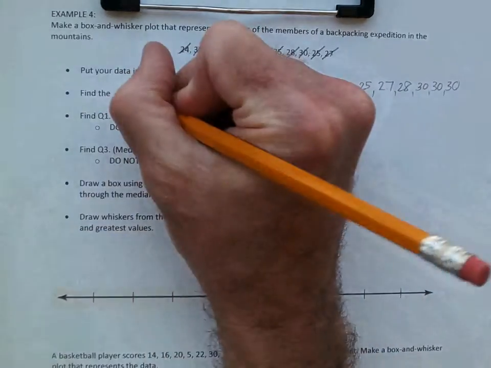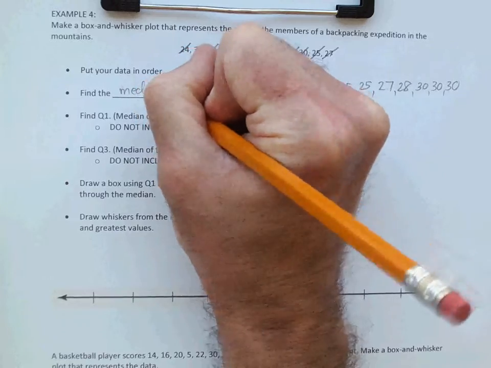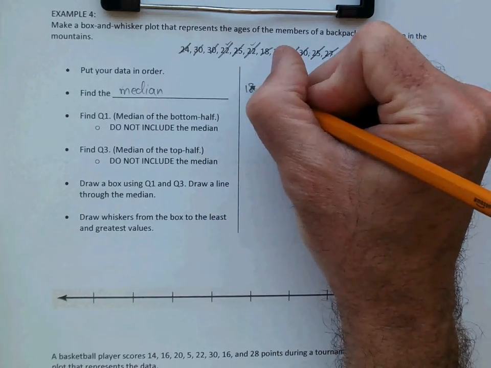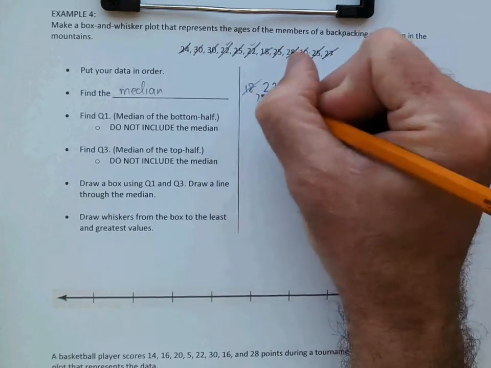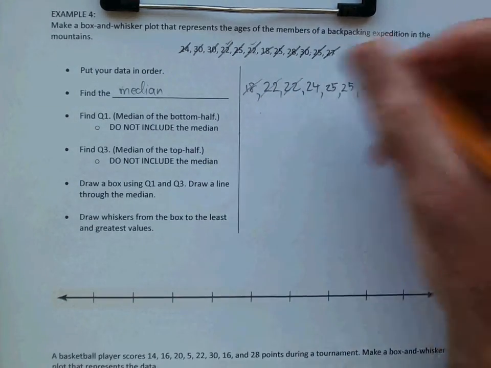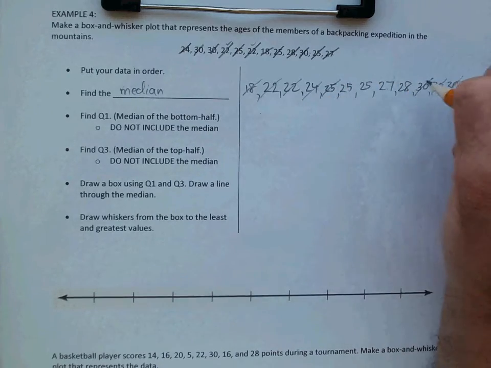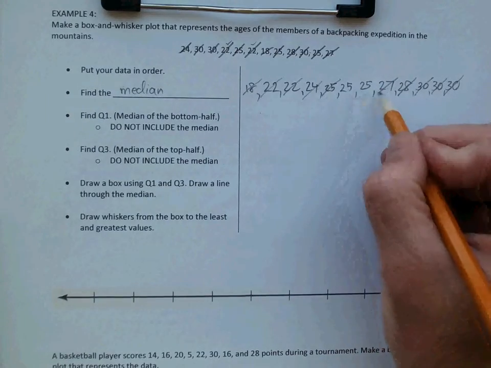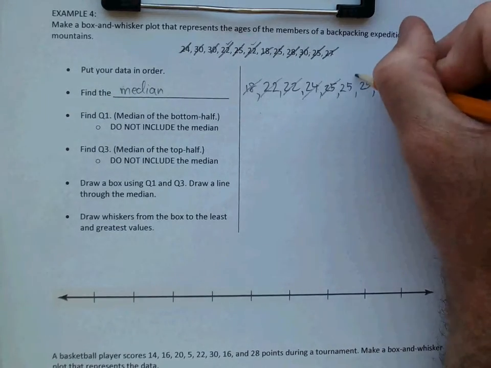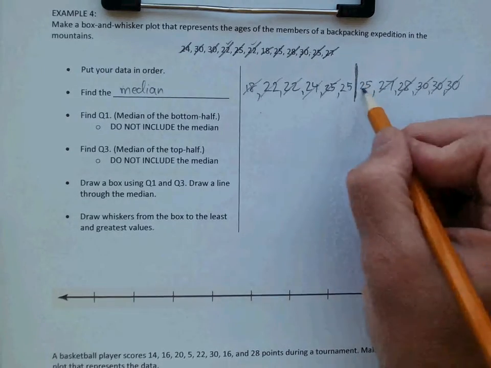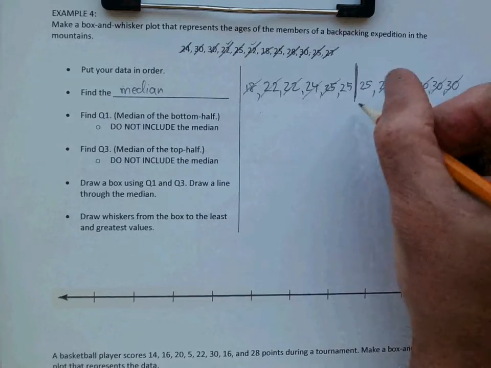So the very first thing I'm going to do is find the median. And I'm going to do this lightly because of what we're going to do. So I'm going to cross out the lowest 3, cross out the top 3, cross out the next 2, cross out the next 2. So I have 2 in the middle. So my median occurs between these 2. And the median's the average of 25 and 25. So the median is 25.